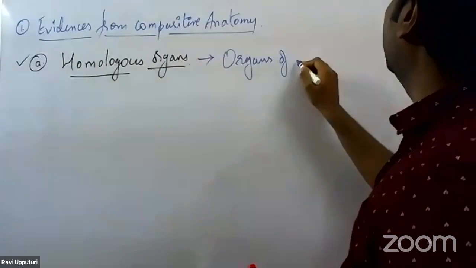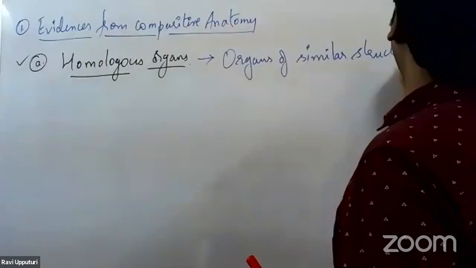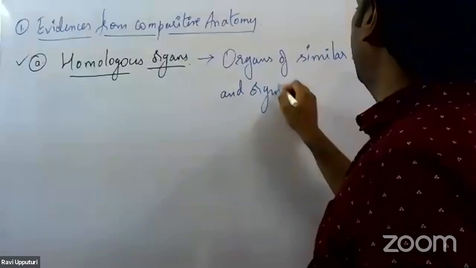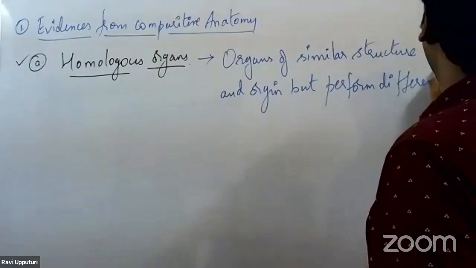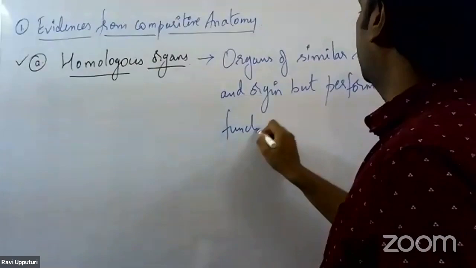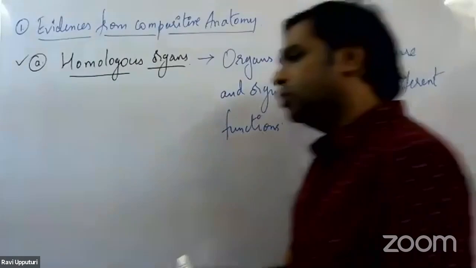Organs of similar structure and origin, but perform different functions. So these types of organs are referred to as homologous organs.